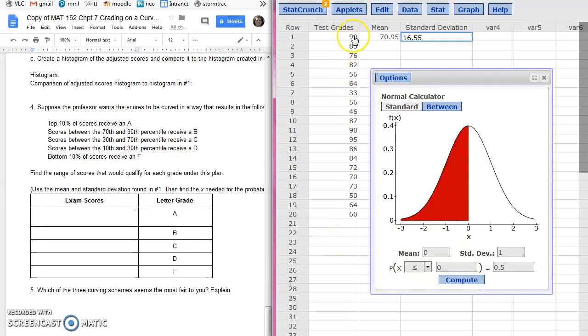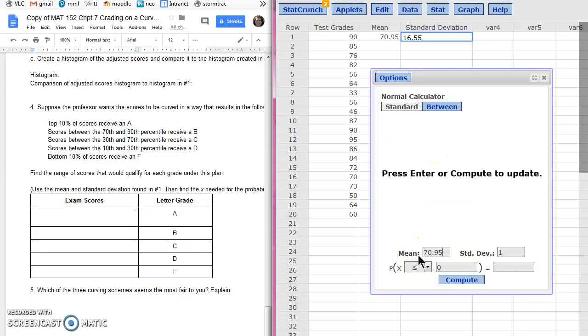In StatCrunch, I've loaded just some random test grades. I went ahead and found the mean and the standard deviation. You will, of course, do this with your data. After that, I opened up my normal calculator and I'm going to input my mean and my standard deviation.